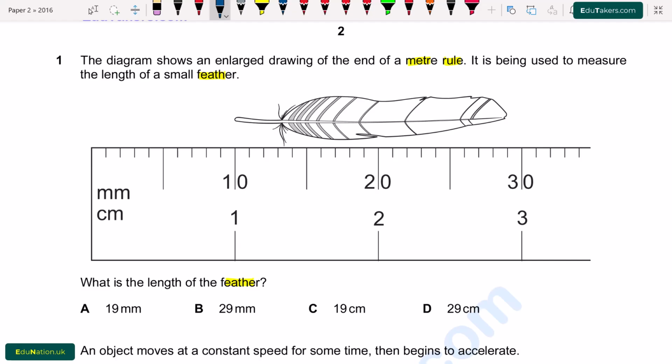So first of all, here is 10 millimeter. On the other side, here is 29 millimeter. So the length of this feather will be equal to 29 minus 10, which is equal to 19 millimeter. Now we see the options. Option A 19 millimeter, B 29 millimeter, C 19 centimeter, D 29 centimeter. From here, option A is correct.